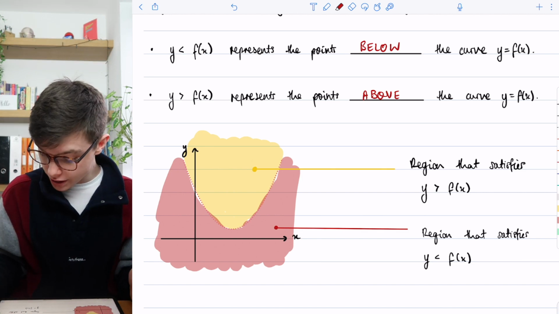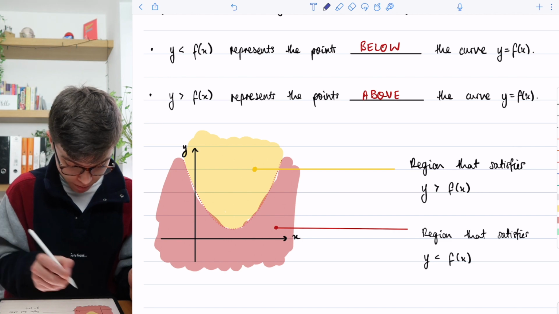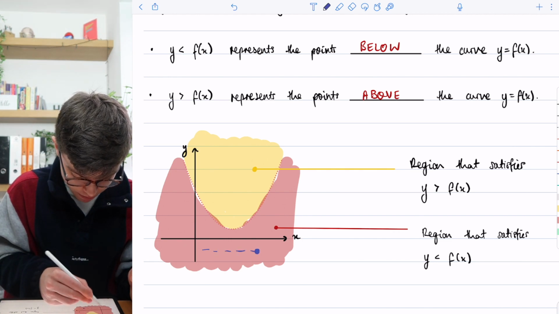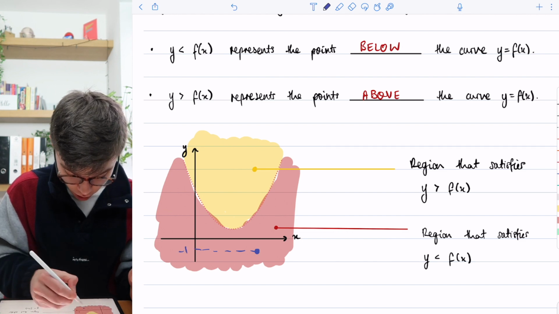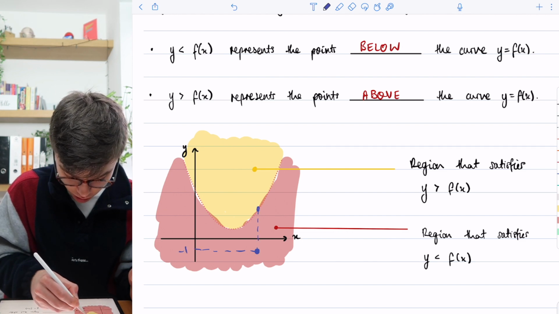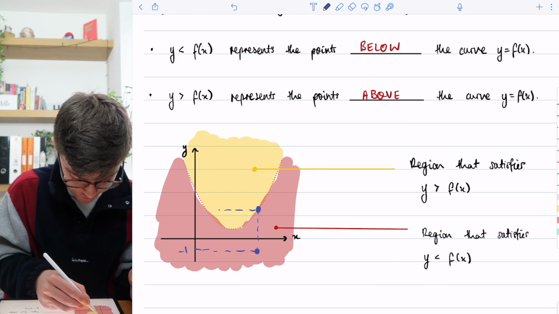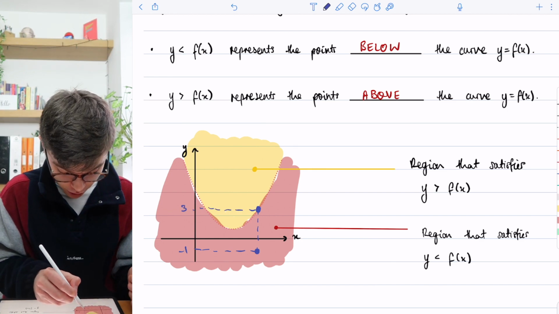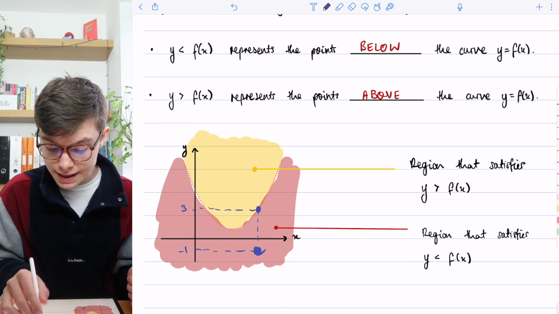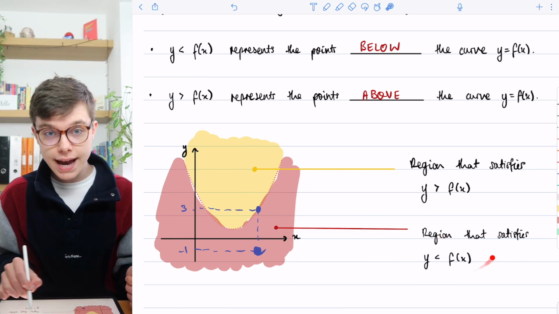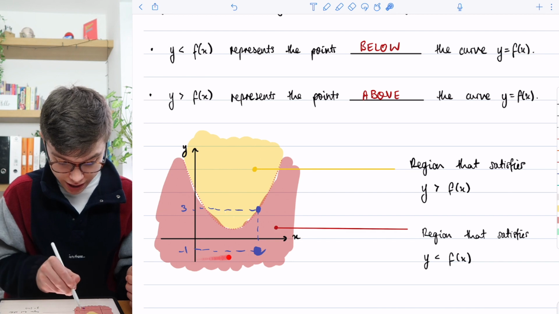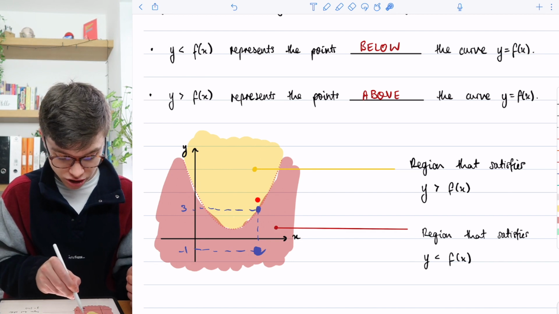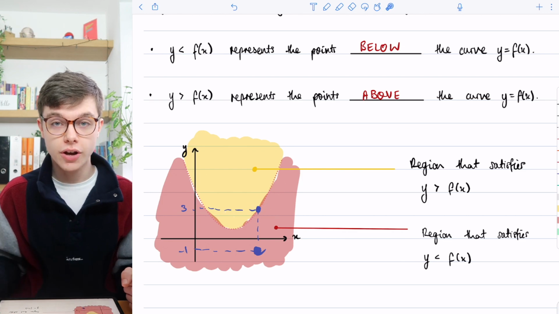And again, we could take an example. We could take a blue point here on this region. The y value might be, let's say, -1. And if we work up to the curve, we can see that y value might be something like 3. We can see that this point here is definitely satisfying this inequality. The y value is much less than the y value at f of x, or much less than the point on the curve there.